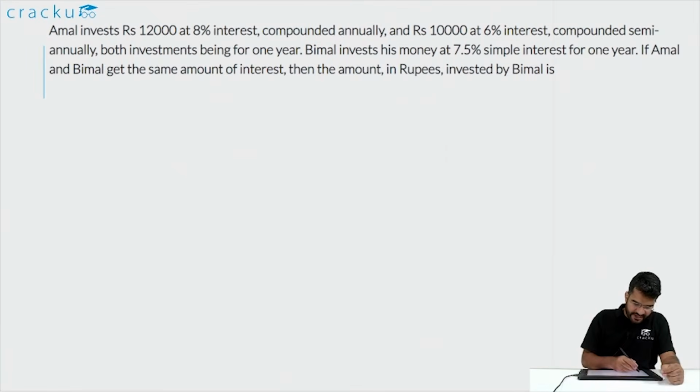In this question, we have Amal, who invested 12,000 rupees at 8% interest and 10,000 rupees at 6% interest compounded semi-annually. Now Bimal invested his money at 7.5% simple interest. The interest on both of them are the same, so we are required to find out how much Bimal has invested. That's the question. So let us find out the interest that Amal has earned. Then we will equate it with the interest that Bimal has earned and calculate the principal.